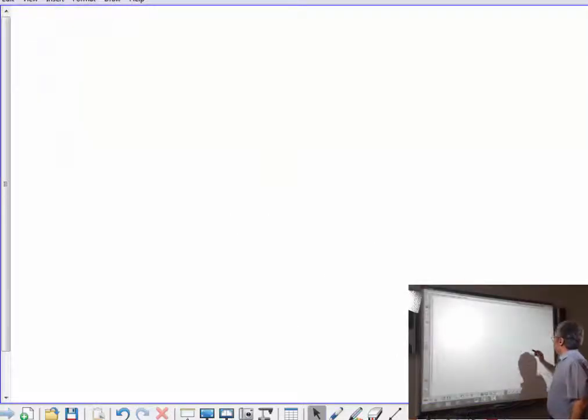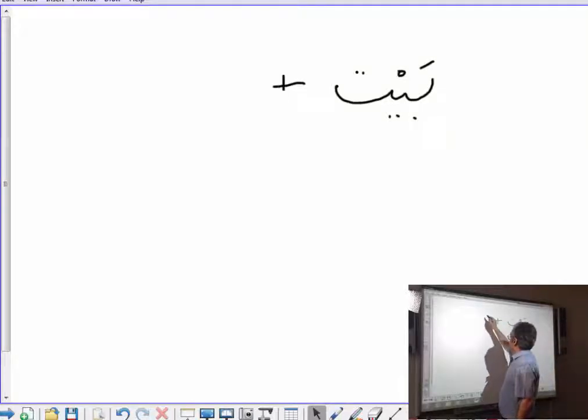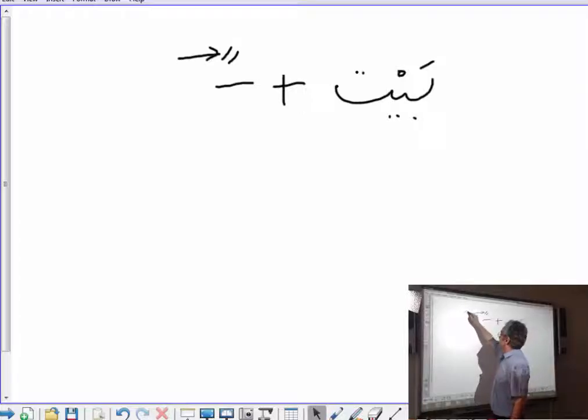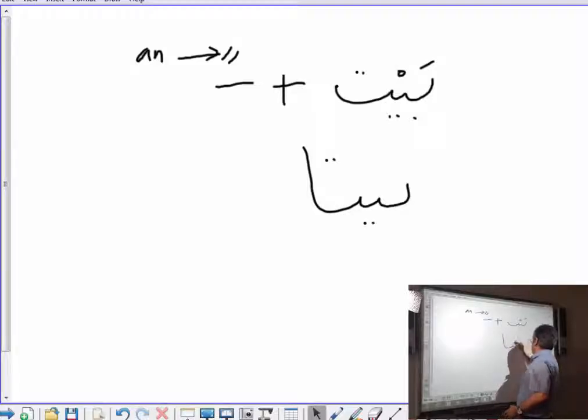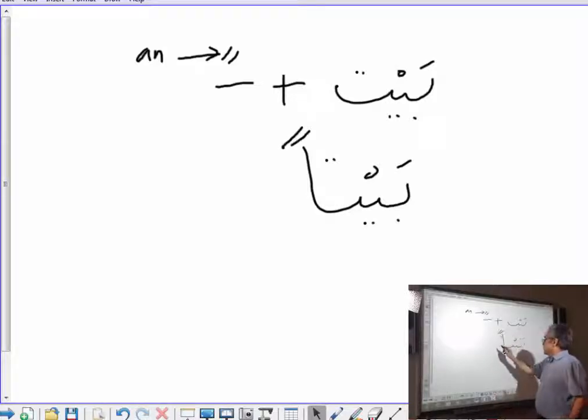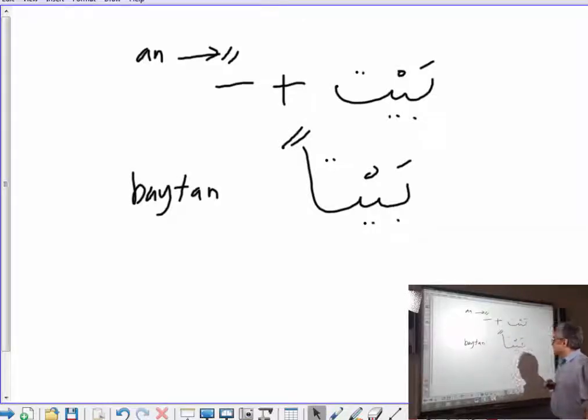The third one also, if I take bayt, and I want to put n. So that symbol here, it is n. And to put the n here, I have to put it on alif. I can't put it on its own, so I have to write it like this. So the pronunciation would be baytan, baytan.